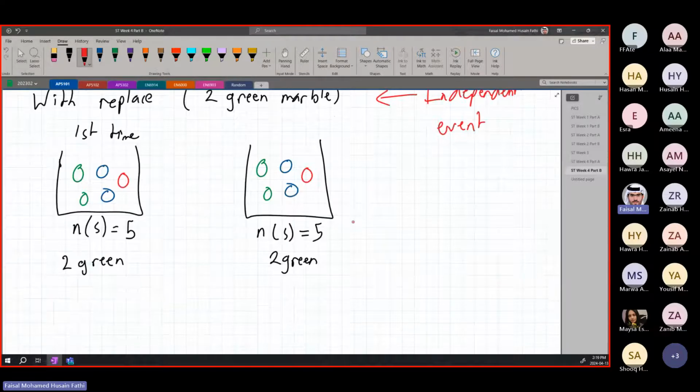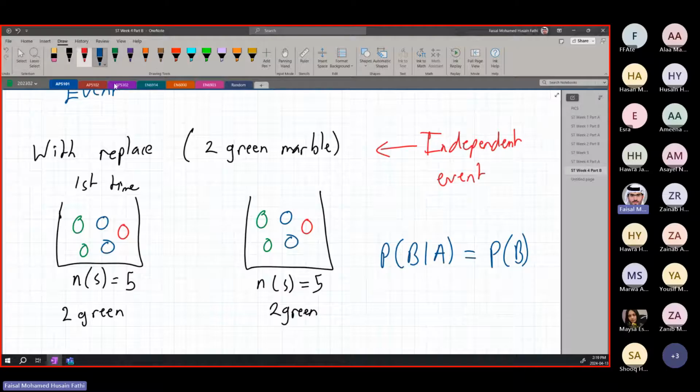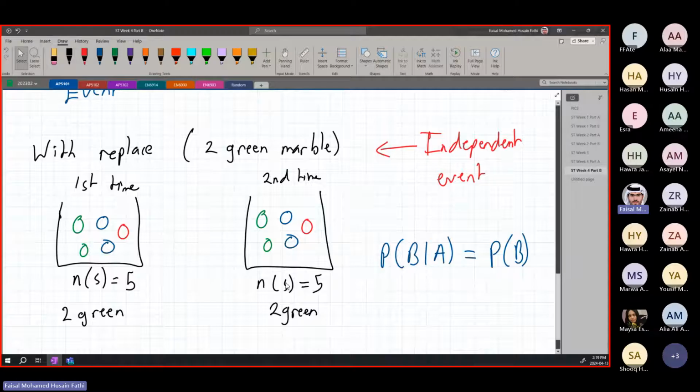So in this case, we can say that the P of B conditional A is simply going to be P of B. Why is that? Because the event of B no longer depends on the event of A. It doesn't matter what we pick the first time, because it is being replaced. So the second time here, we have the exact same sample space and the exact same number of green marbles.